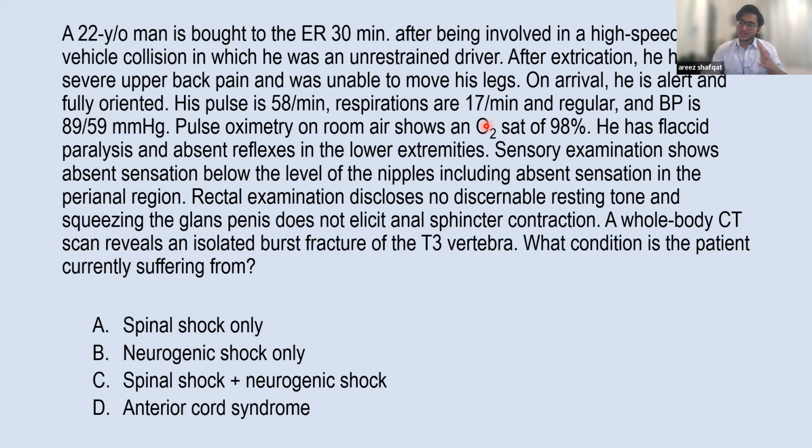Neurogenic shock refers to when there's a lesion in the spinal cord. If that damages the intermediolateral horn of the spinal cord, which carries the sympathetic fibers, that will lead to massive systemic vasodilation, and so there'll be a drop in blood pressure. This person has low blood pressure, plus he has areflexia. So he has both spinal shock and neurogenic shock, all right? So the answer is C.